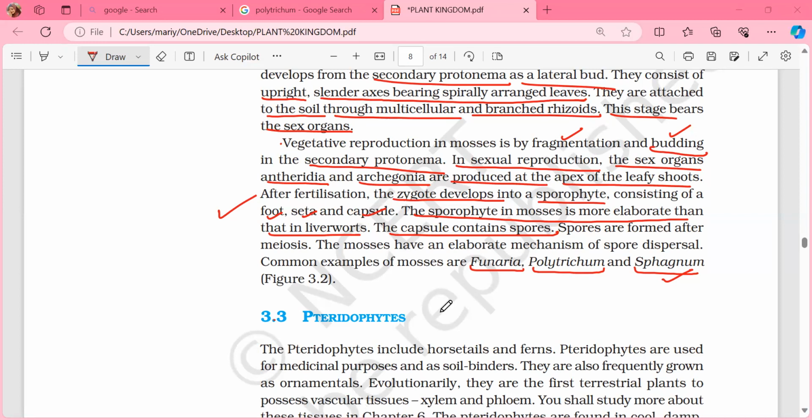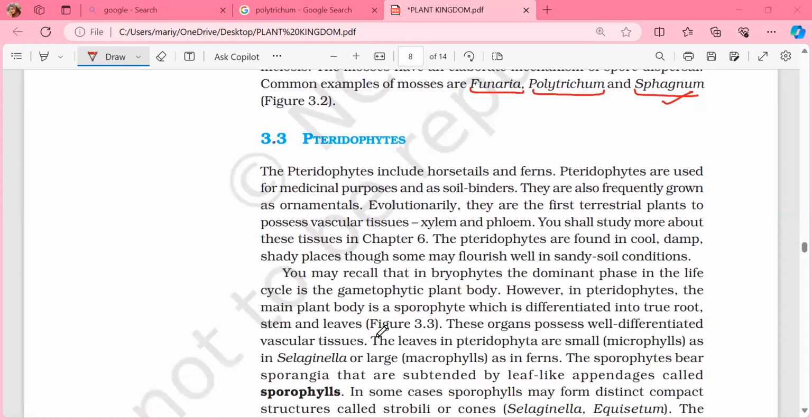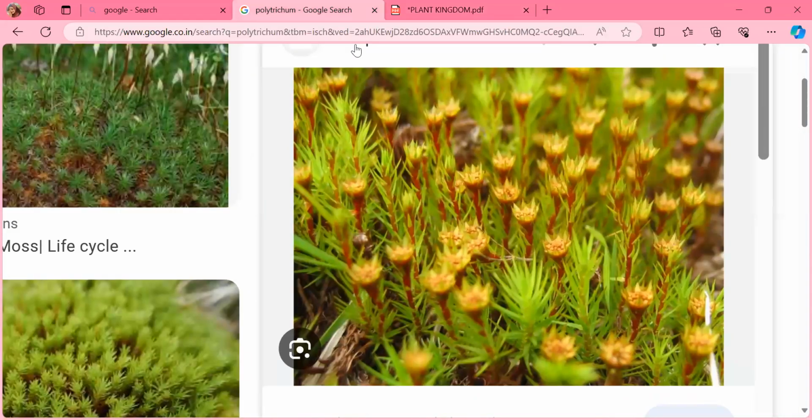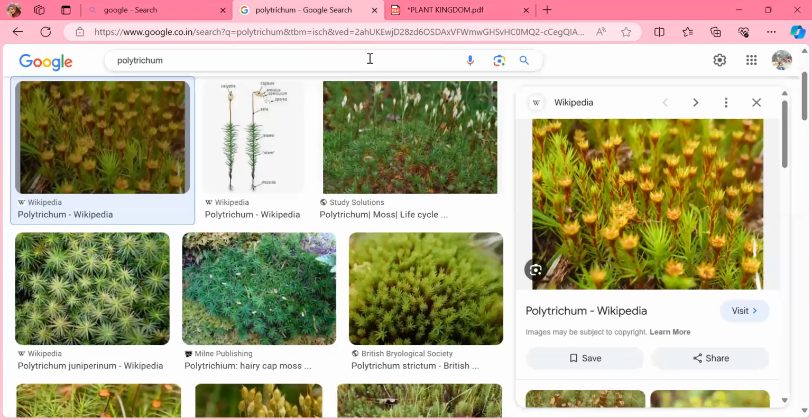All right, now moving forward, let us talk about the pteridophytes. Just like bryophytes included liverworts and mosses, the pteridophytes would include horsetails and ferns. Have you heard about ferns? They're actually beautiful. Let's look at ferns.